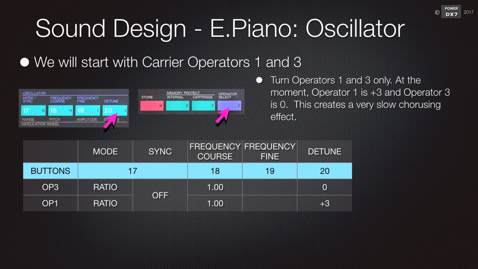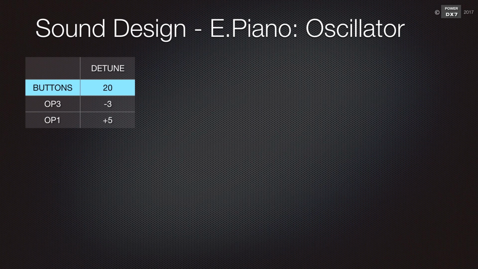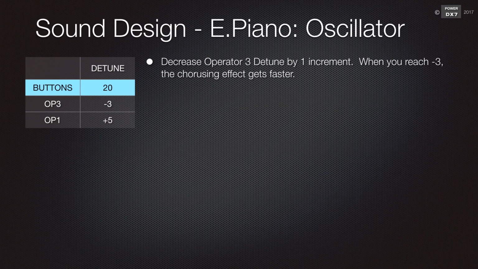As you compare this to the original E.Piano patch, it is too slow, so we will make a faster chorusing effect. Let's try making the chorusing effect faster by adjusting operator 3. Decrease its detune by 1 increment. When you reach -3, the chorusing effect gets faster. We can set operator 3 detune at -3.